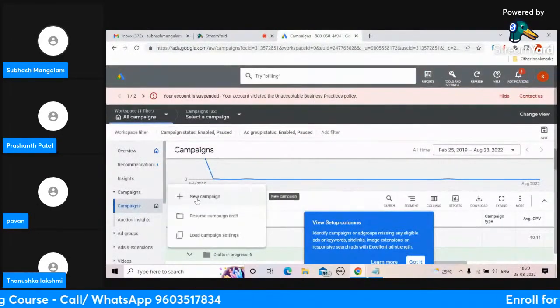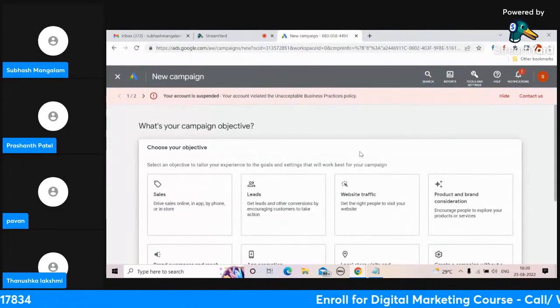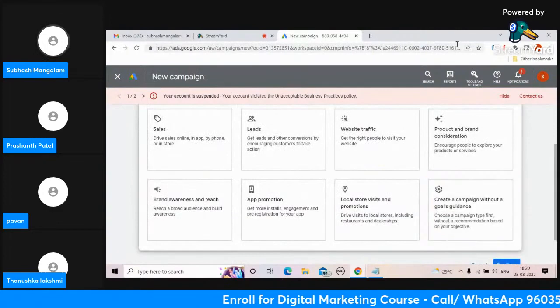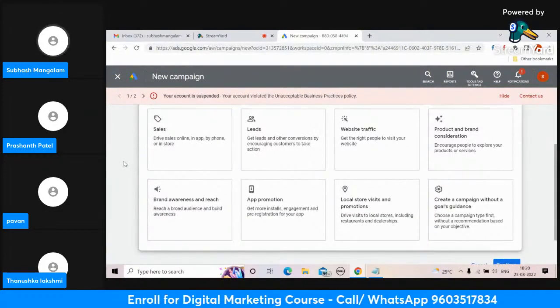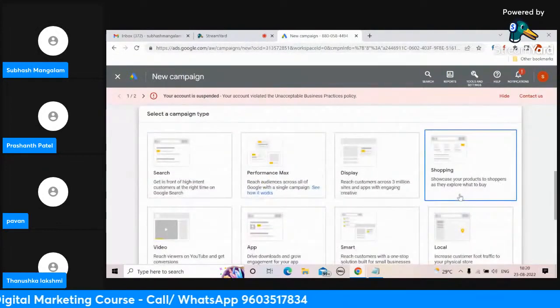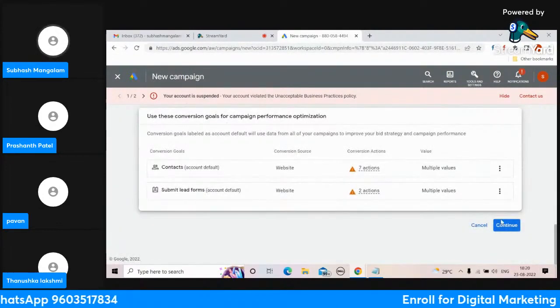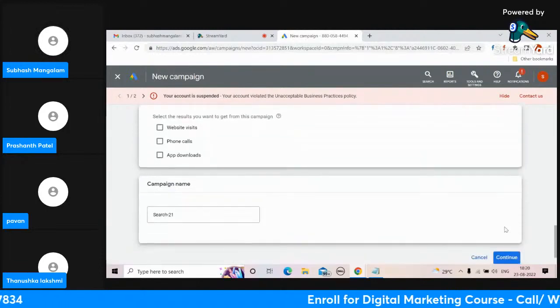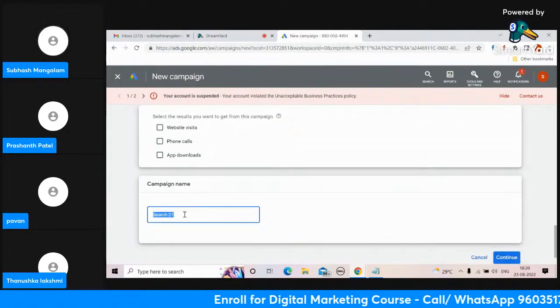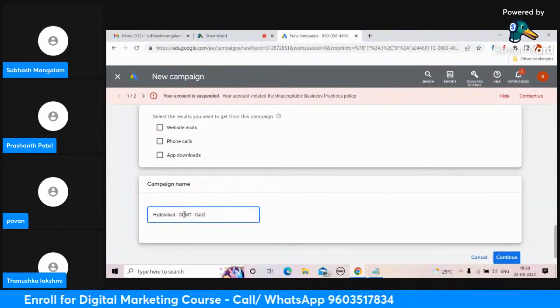Campaign, click on plus, new campaign. Create a campaign without a goal. The account process is done because we are already in the account. You don't need to create an account now. Directly campaign. Search campaign I'm selecting. I don't want to select anything. Campaign name: Hyderabad ODMT campaign.